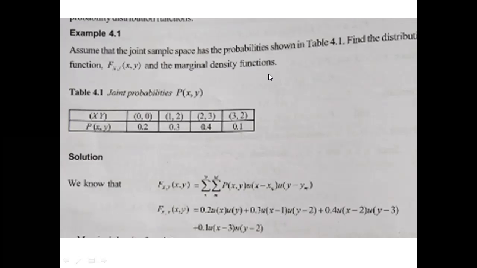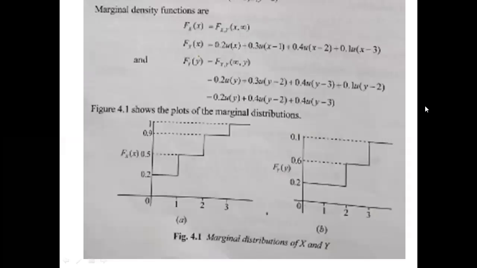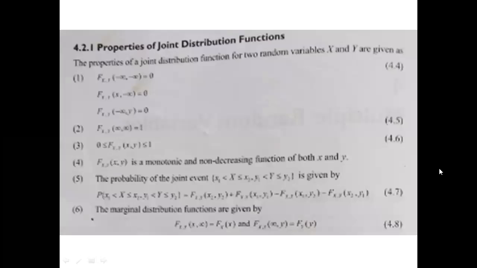What is the next required value? The marginal distribution function. Here it is the distribution, not density. So what is the marginal distribution function here? The marginal distribution function is F_XY of x, infinity equal to capital F_X of x. That means one of the variables is taken as infinity, then that belongs to the marginal distribution functions.